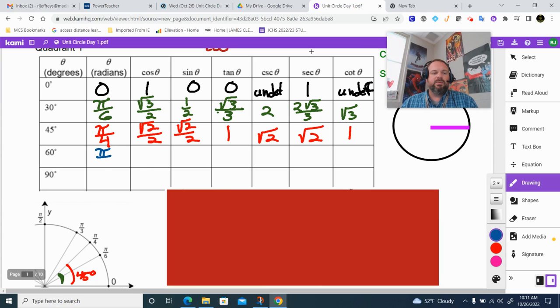This one is pi over 3. Okay. Pi over 3. This cosine is 1/2, which means our secant is 2. Our sine is root 3 over 2. Which means this would be 2 root 3 over 3. This is root 3 over 3.